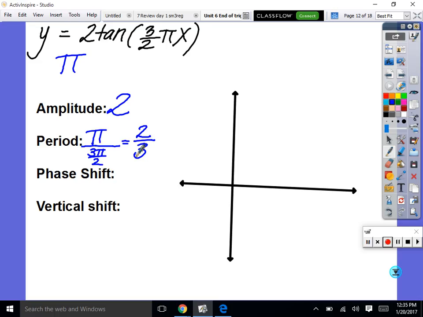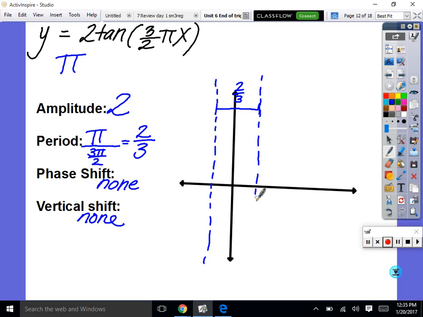And then our phase shift. Is there any shift left or right? So none. This one's nice because there's no phase shift. And our vertical shift is none. Right? So normally our asymptotes for tangent, since our period for tangent normally is pi, remember it was split evenly for a non-shifted tangent between negative pi halves and pi halves, right? So now that period is 2/3, it's got to be split evenly, and we're going to have asymptotes like this.